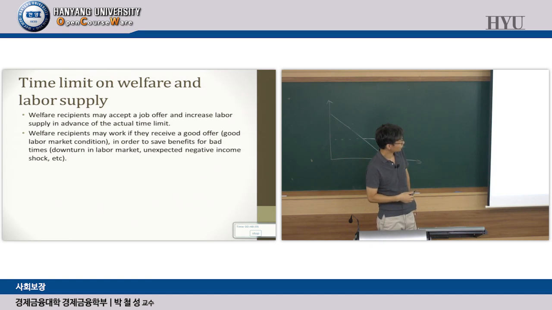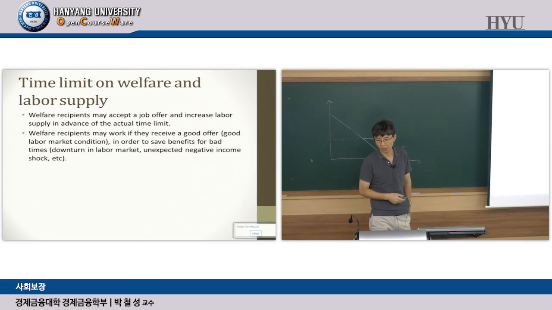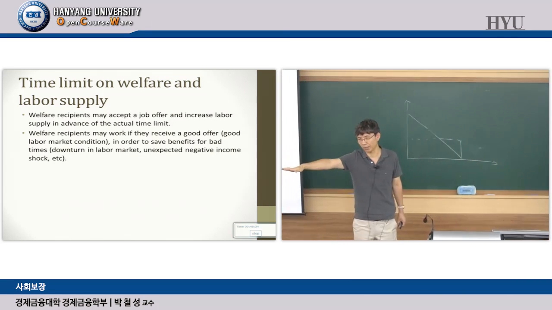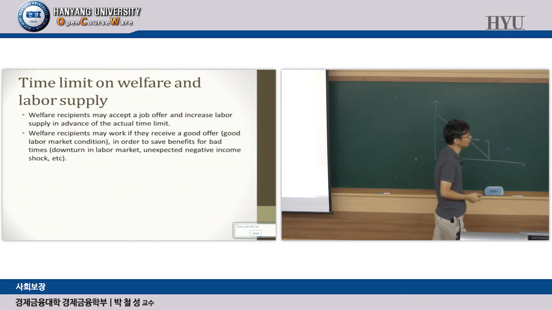In the U.S. case, they set up a 5-year time limit. Actually 60 months. Every time you get a welfare transfer, one month is gone. So for your lifetime, 60 months. It's not exactly 60, because depending on your circumstances it may change a bit. But anyway, that's the idea. So they tried it.